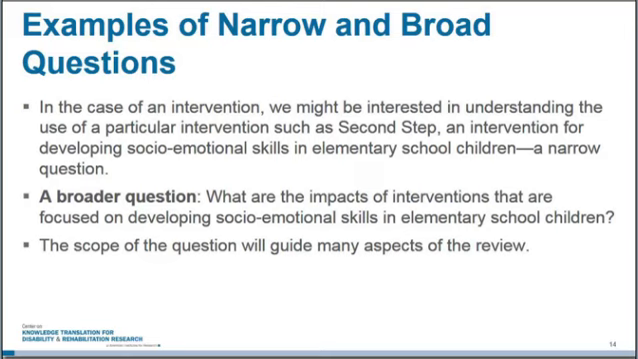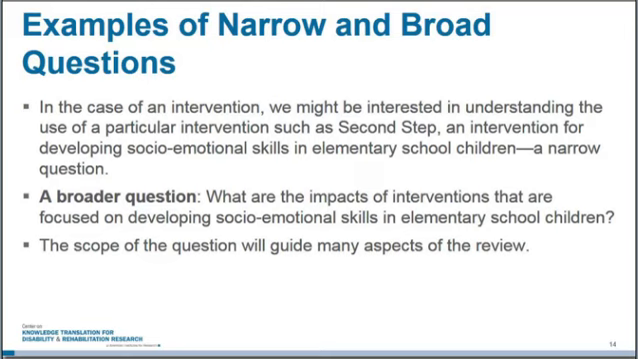But we might also do a systematic review that's much broader in its scope, and where we might ask the question, what are the potential impacts of all interventions that are focused on developing socio-emotional skills in elementary school children? That would be a very broad kind of question. The example we first started with on the effectiveness of academic interventions for children of low socioeconomic status, it would be considered a very broad review.